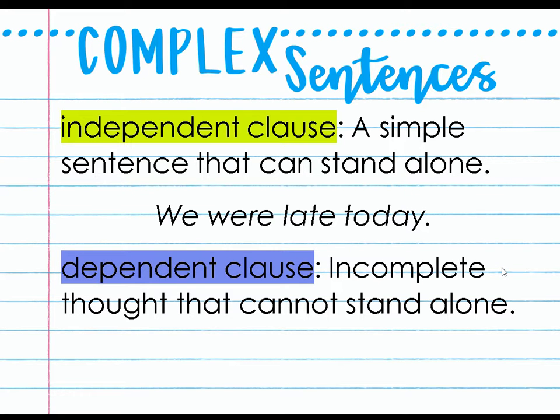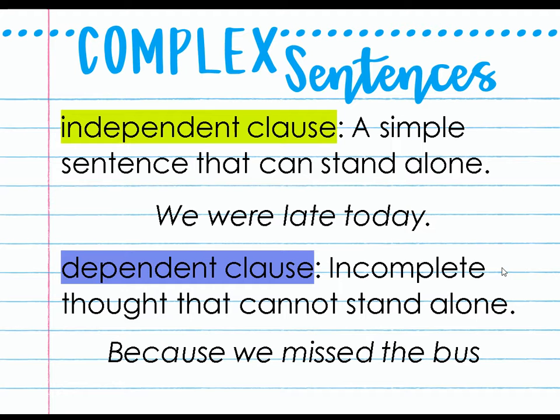A dependent clause is an incomplete thought that cannot stand alone. Because we missed the bus. The word because is a subordinating conjunction, and that makes this whole part right here a dependent clause. If I walked into a room and said, because we missed the bus, well, that wouldn't make a lot of sense. But do notice it still has a subject, we, and it still has a verb, missed.